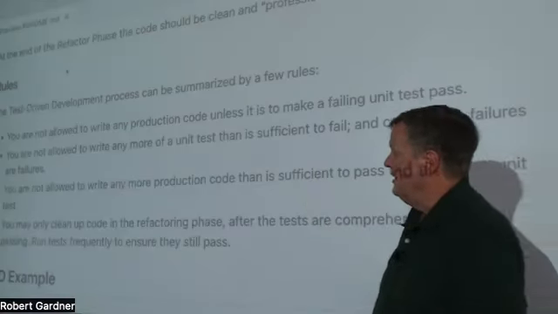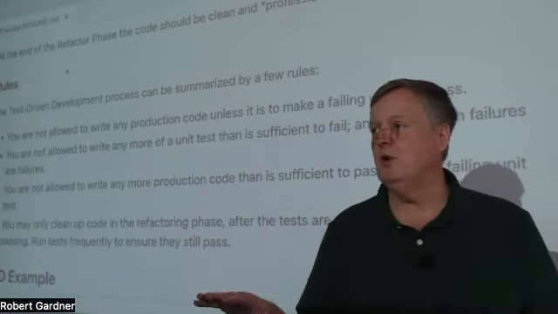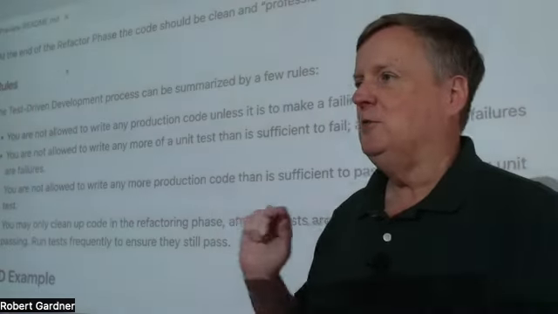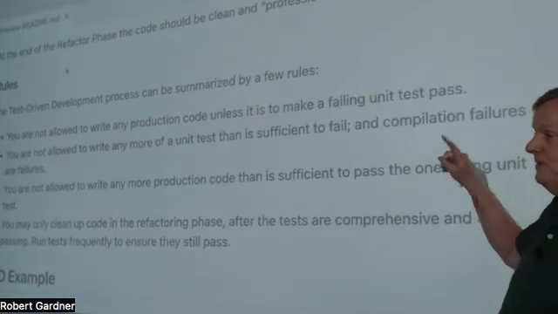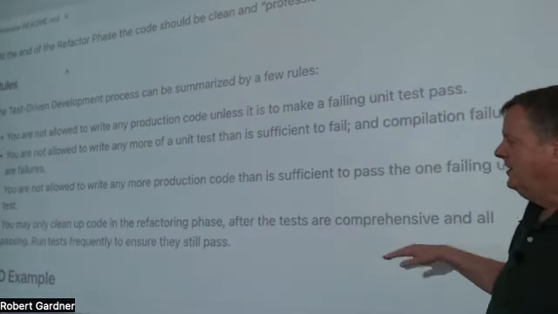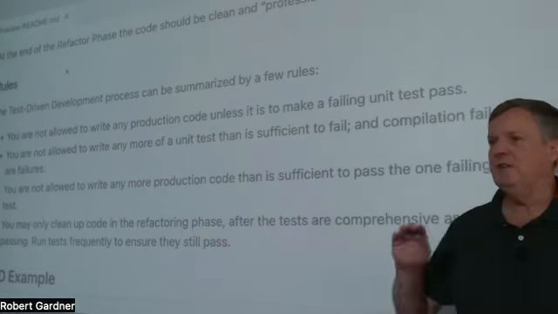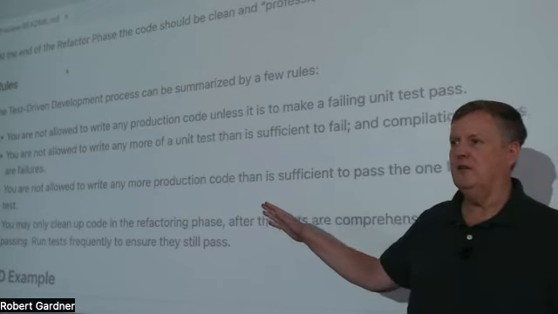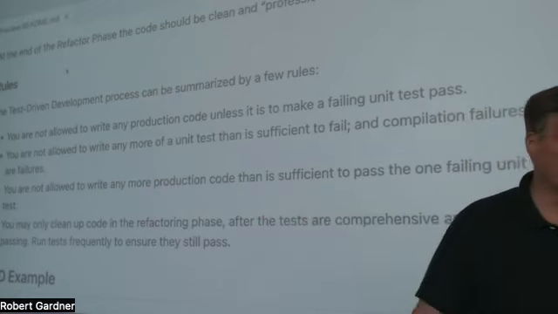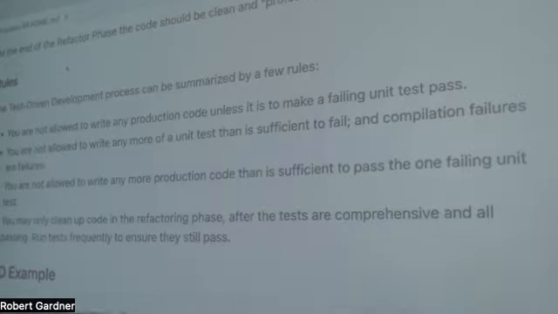Rule number three, when you're writing your production code, you're not allowed to do anything more than just fix the test. You write the simplest thing you can think of to fix that one failing test. And then the fourth rule is that you may only clean up code in the refactoring phase when all the tests are passing. You may not refactor your code if there are any failing tests. So those are the rules. And then of course you run your tests frequently to make sure that everything's still going well.